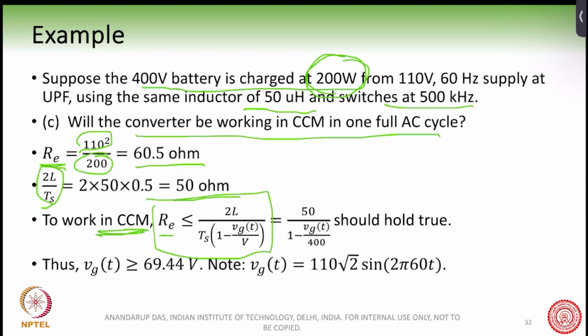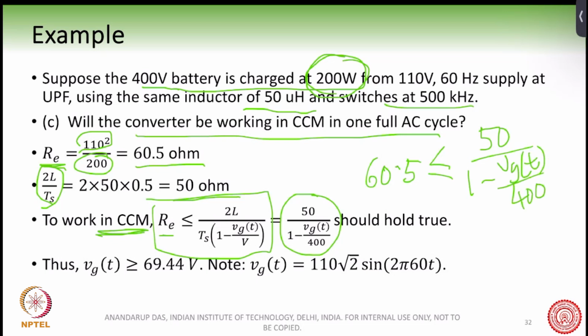So if you put the values here, 50 divided by 1 minus VGT by 400 should be true. So this RE of 60.5 should be less than or equal to 50 by 1 minus VGT by 400. This must hold true for CCM. Now this will not happen for all values of VGT. For example, it will not happen when VGT is very small. Suppose you take VGT equal to 1 volt.